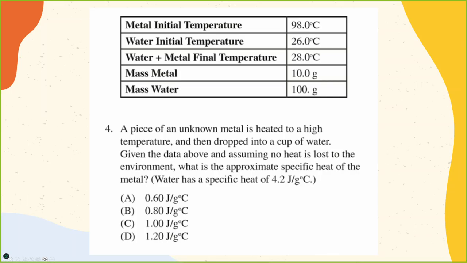A piece of unknown metal is heated to a high temperature and dropped in the cup. This is thermoequilibrium, by the way. Given the data and assuming no heat is lost to the environment, approximate the specific heat of the metal. So this is like Q equals mcΔT. It looks like the metal's initial temperature is 98, the water's initial temperature is 26. Together it is 28. So this is going to be the metal side, and this would be the water side. The metal's losing, so it gets the negative. The water's gaining. It's really just a plug and chug.